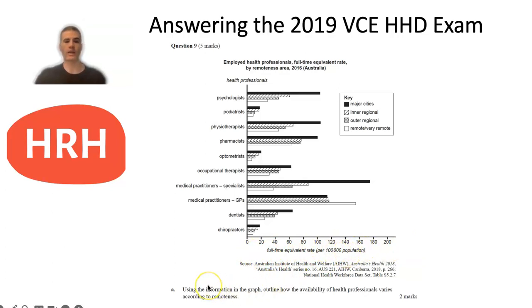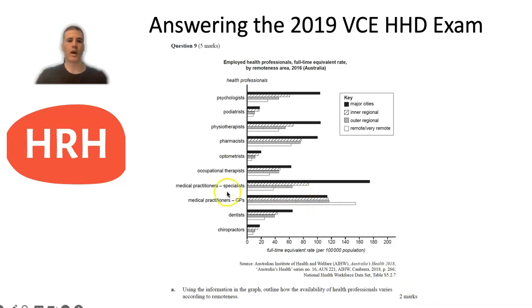Part A was asking you for 2 marks to use the information in the graph to outline how the availability of health professionals varies according to remoteness. Now you'll notice it didn't say using data. If it just says using information, you don't have to specifically use numbers in your answer. The general trend is that as you move from remote and very remote areas to major cities, there's an increase in the full-time equivalent rate per 100,000 of employed health professionals. That would have gotten you 1 mark.